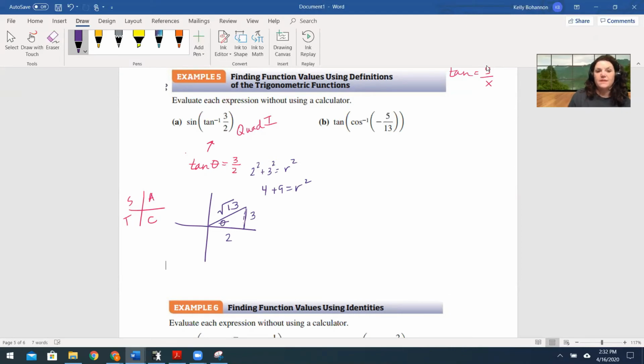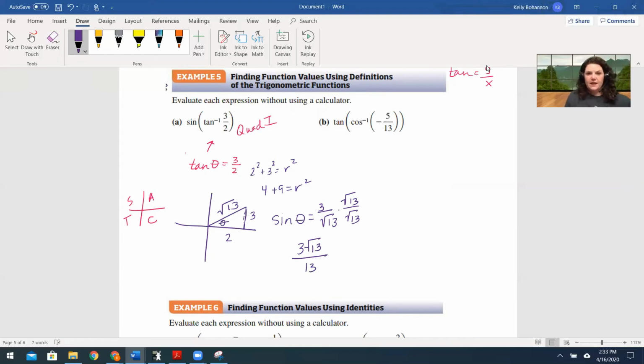So that means that sine of theta is 3 over square root 13, which I have to rationalize. And that gives me 3 square root 13 over 13.